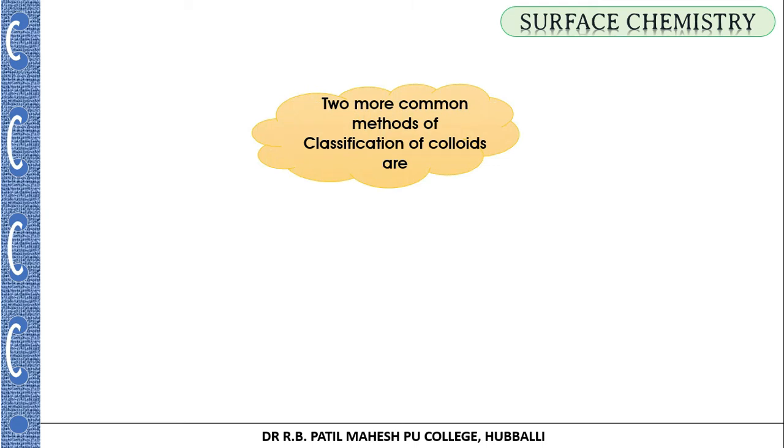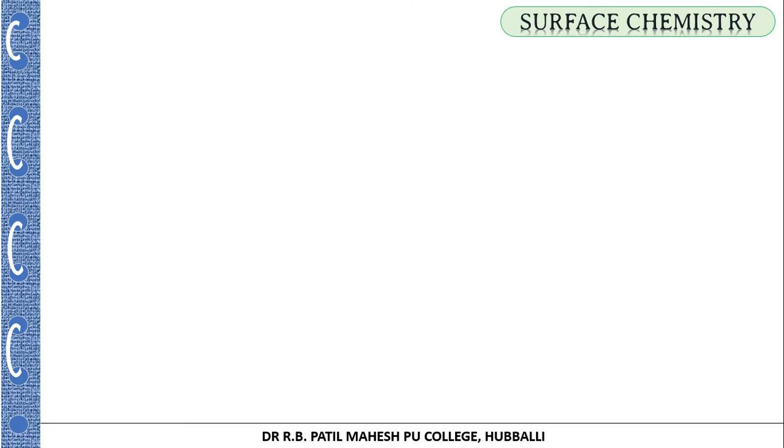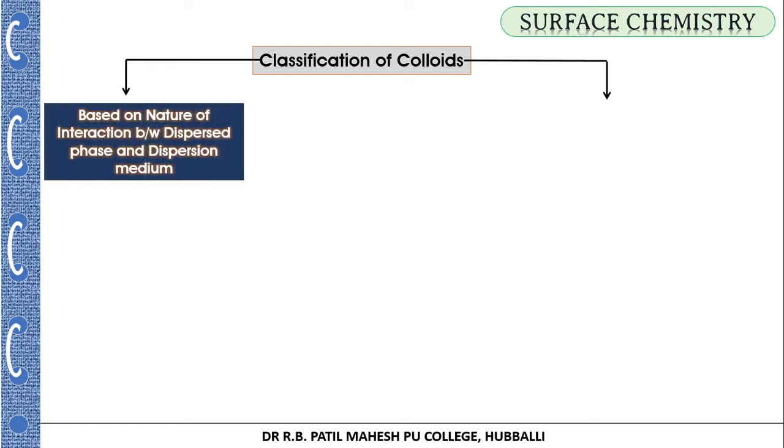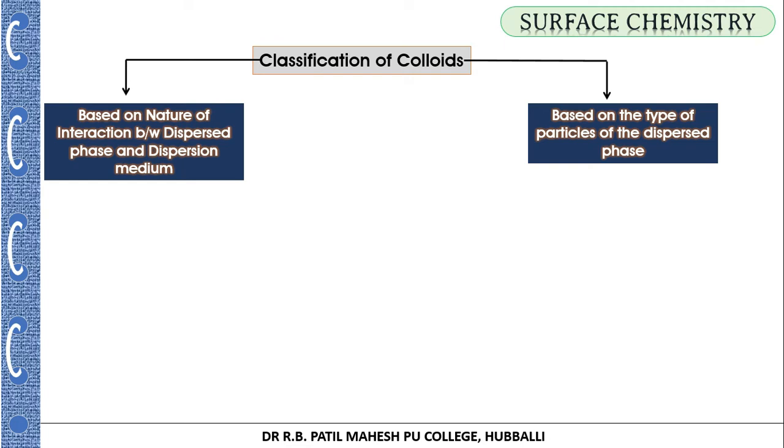Now let us see two more classifications of colloids. Based on two factors: one is based on the nature of interaction between dispersed phase and dispersion medium, and the second one is based on the type of particles present in the dispersed phase. Based on the nature of interaction between dispersed phase and dispersion medium, they are categorized into two types, students. The first one is lyophilic sols and the second one is lyophobic sols.